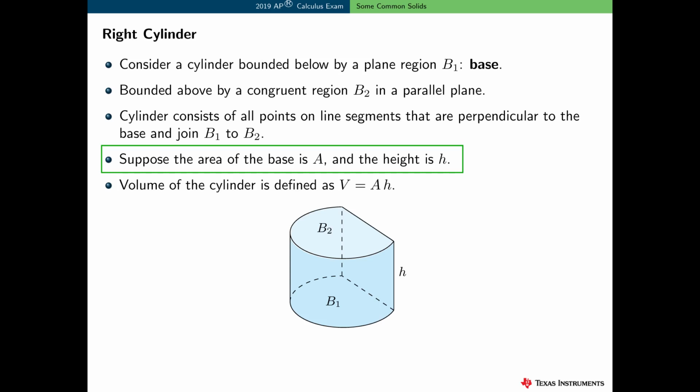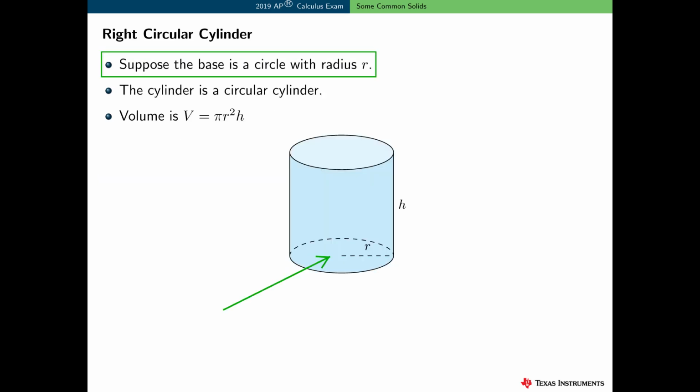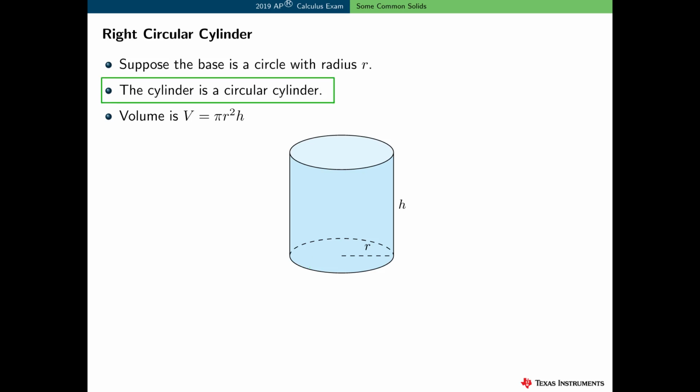If the area of the base is A, and the height of the cylinder, the distance from B1 to B2, is h, then it seems very reasonable that the volume V of the cylinder is defined to be V equals A times h. Now, suppose the base is a circle with radius r. Then the cylinder is a right circular cylinder, and the area of the base is the area of a circle, pi r squared. And the volume of the cylinder is the area of the base times the height. So V is equal to pi r squared times h.